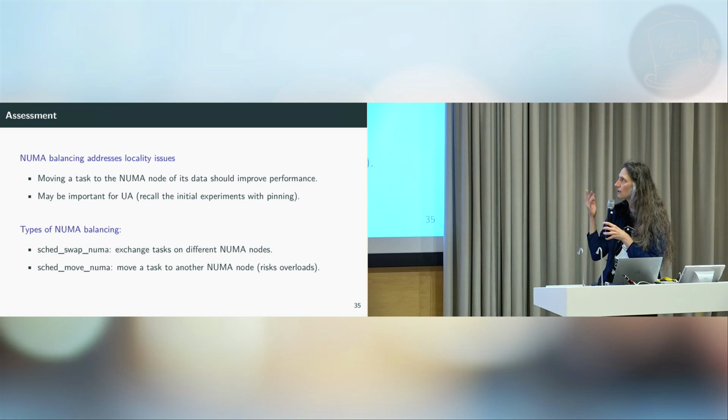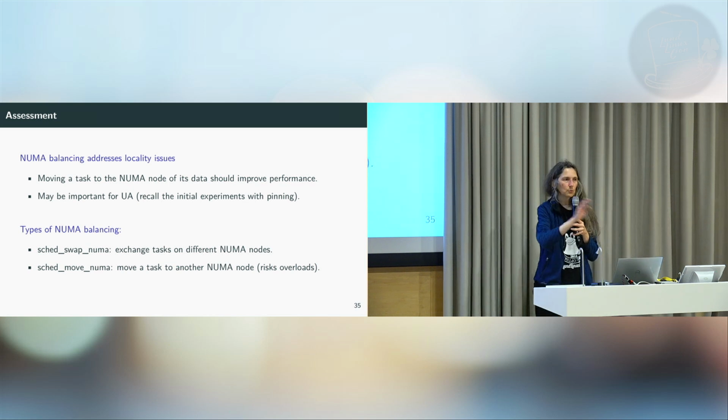So basically, NUMA balancing. We had these two issues I mentioned at the beginning: work conservation and locality. NUMA balancing is supposed to improve locality. For our UA application, we saw that locality was important, so it might seem like a good idea to do NUMA balancing in this case.